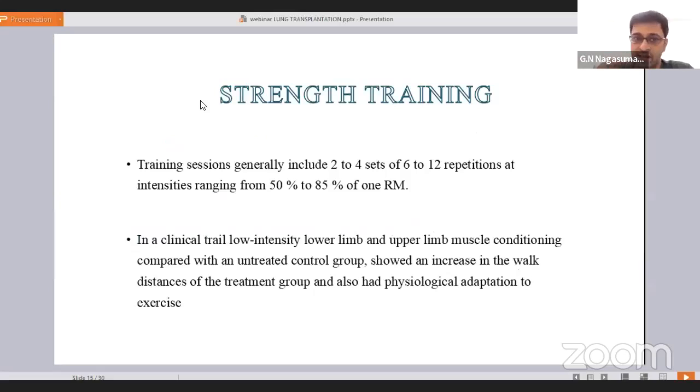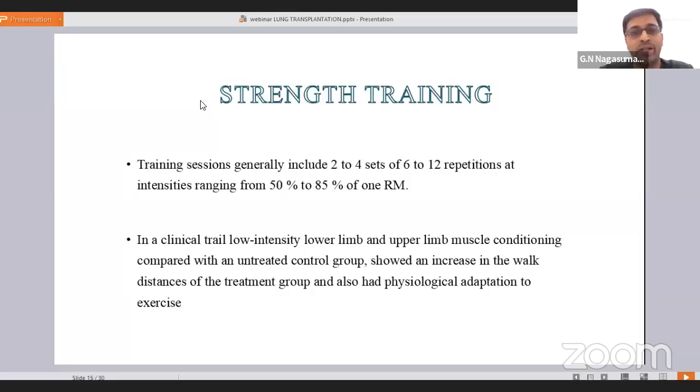So when it comes to strength training, we decide the strength training based on repetition maximum. For example, the patient can maximum lift 5 kg of weight. That is the standard, I am only giving an example. I'll start with only 50% of one repetition maximum. If the patient can lift 5 kg, that is the maximum they can lift, so I'll go with 50% of that. That is 2.5 kg. I'll start with 2.5 kg weight.